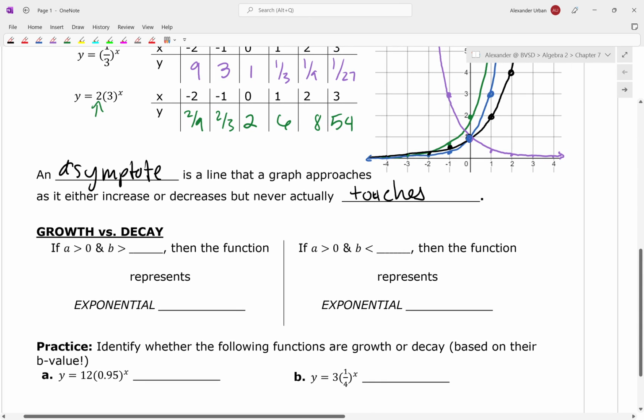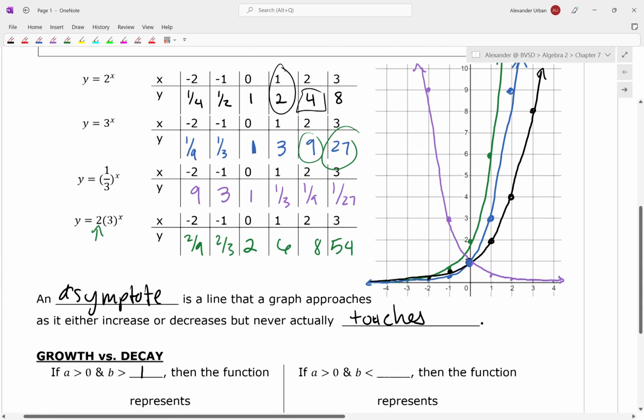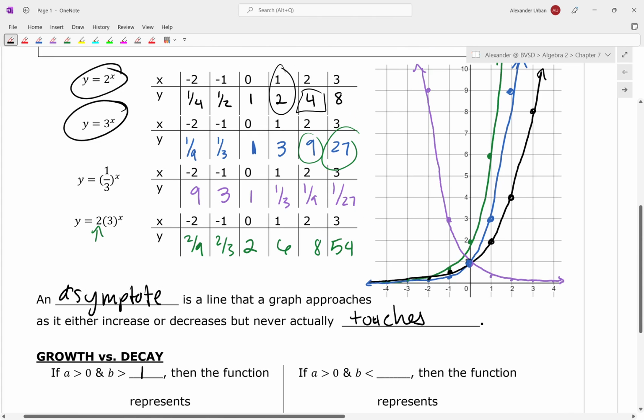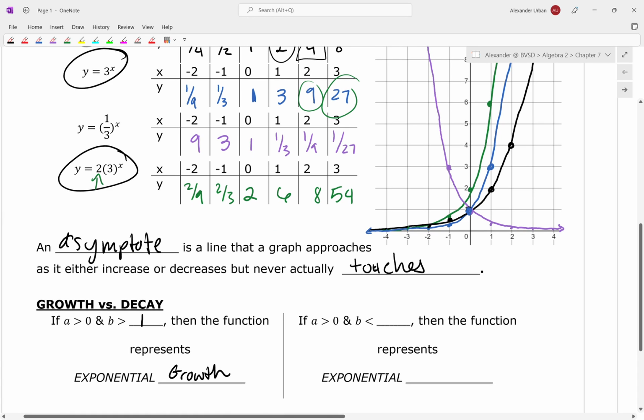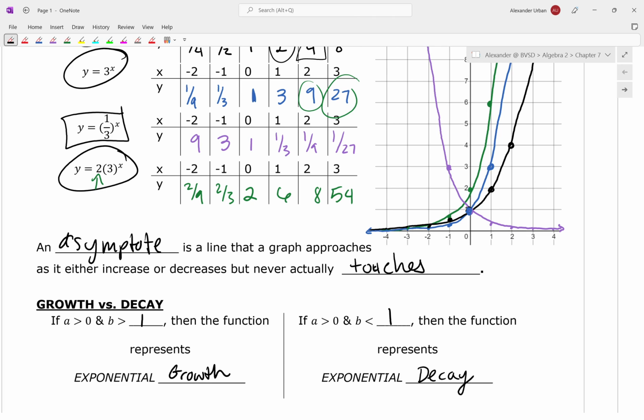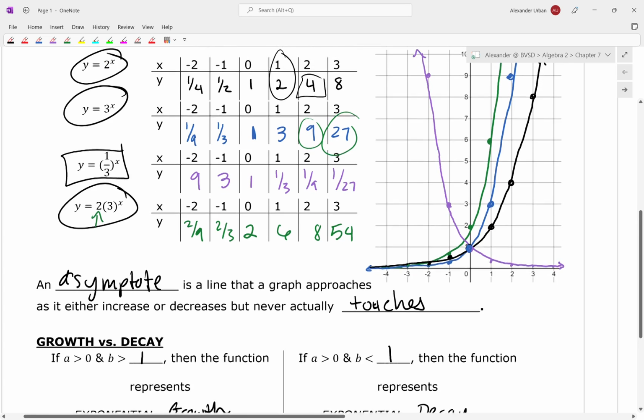If our a value is greater than 0 and our b value is greater than 1, then the function represents an exponential growth. Just like y equals 2 to the x power, y equals 3 to the x power, and y equals 2 times 3 to the x power. If the a value is greater than 0, but the b value is less than 1 and greater than 0, then this represents an exponential decay. And we can see that with our fractional or rational base raised to the x power. That was the purple line on the graph.